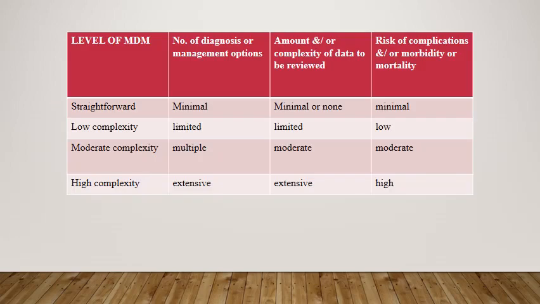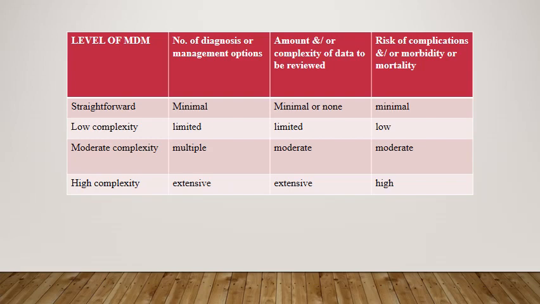Before moving on to that big table which is given in the textbook, let me first give an idea about the small table which I have added. I have already told you there are 4 levels of MDM, to identify which level of evaluation and management it comes under. The 4 levels of MDM are straightforward, low complexity, moderate complexity, as well as high complexity. Then we have 3 elements of medical decision making which decide which level of MDM a particular question comes under.